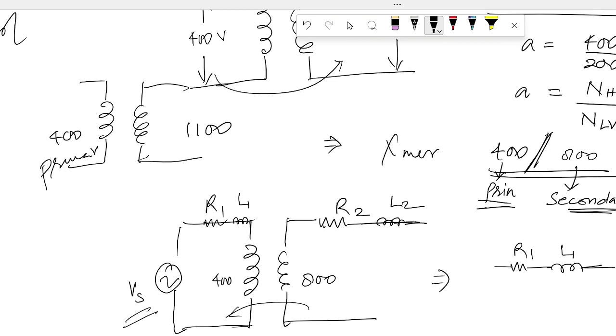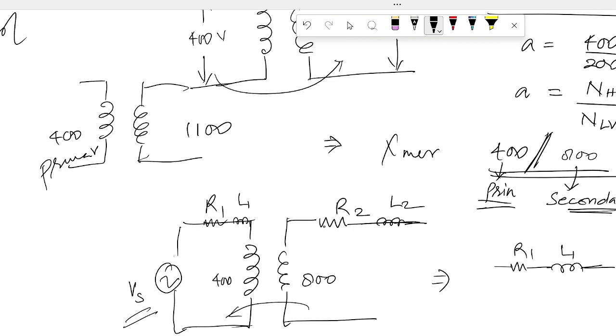This will be R2 dash, this will be L2 dash. In the last lecture I told you that when we refer to the lower side, the values will further reduce. That means R2 dash will be equal to R2 by A square. Now this A square will be 11 by 4, where A is equal to 11 by 4.